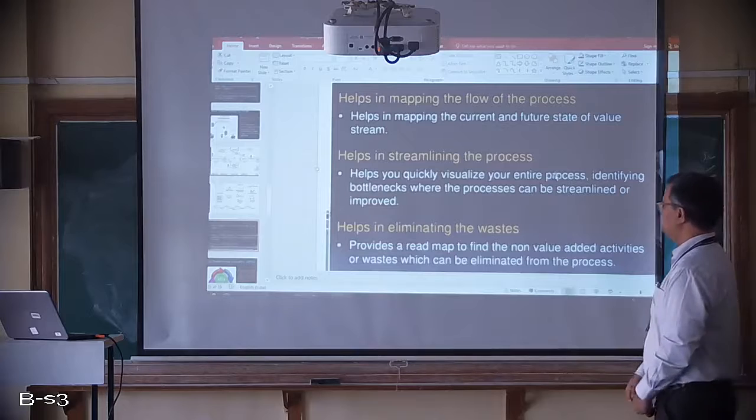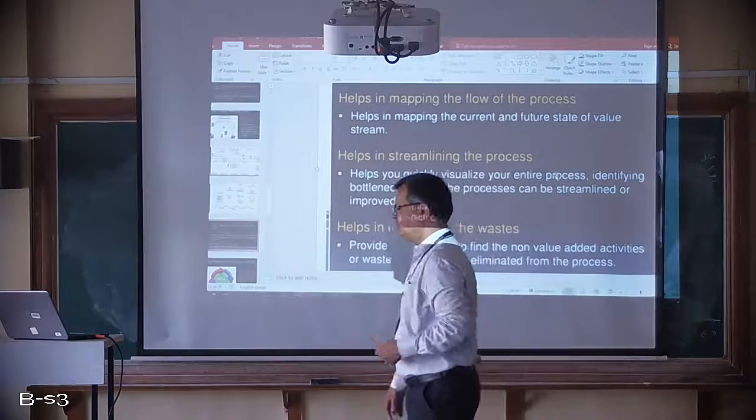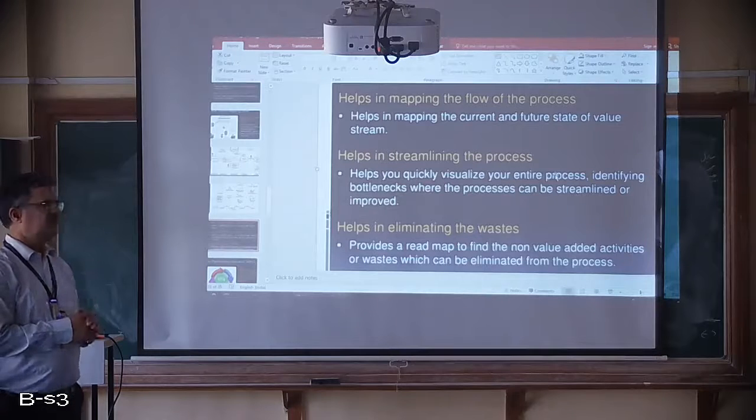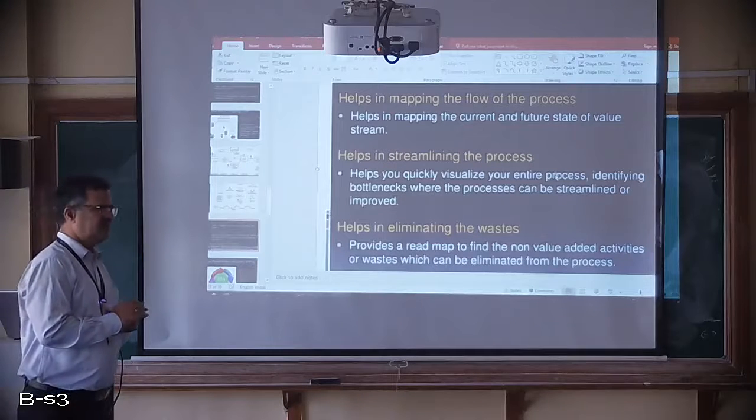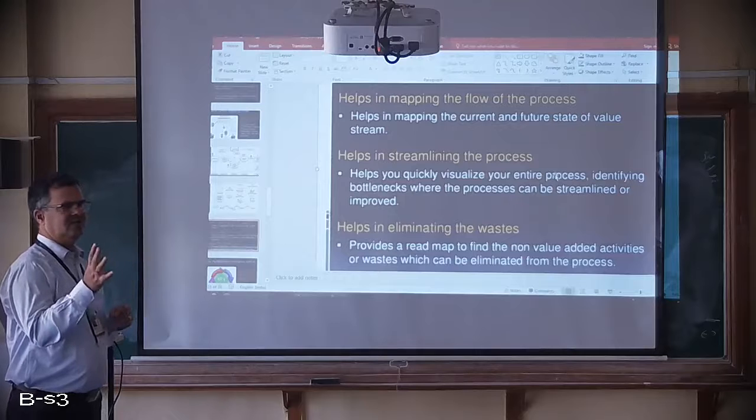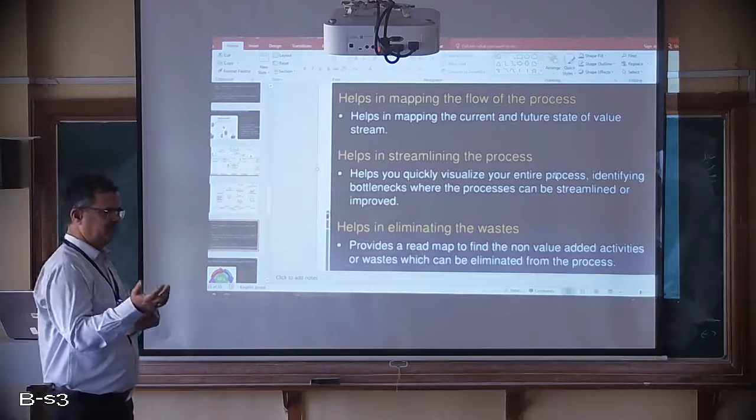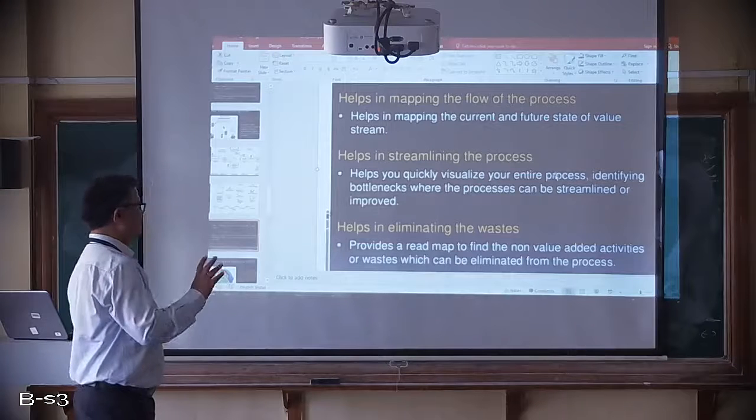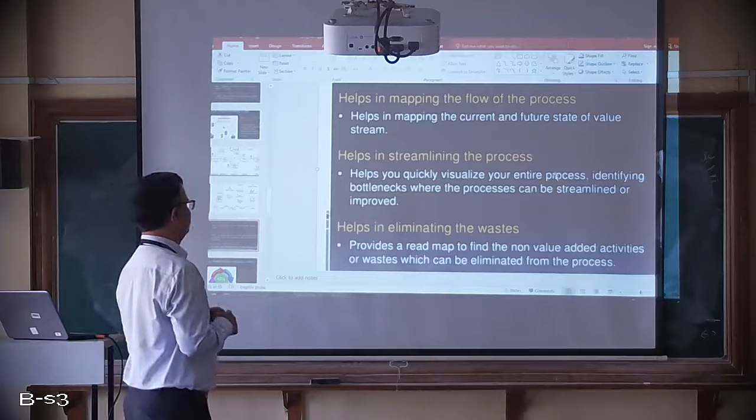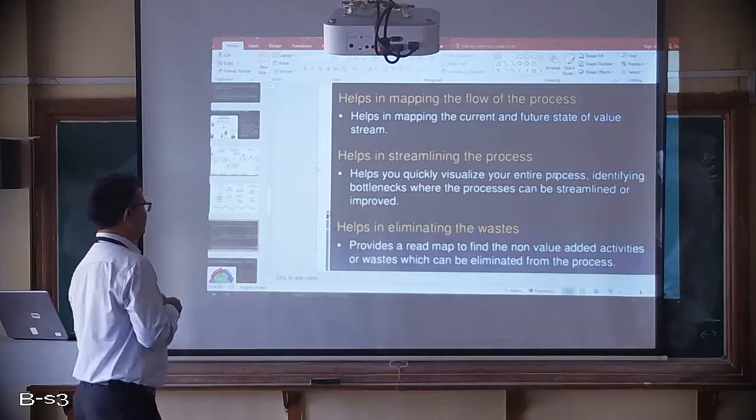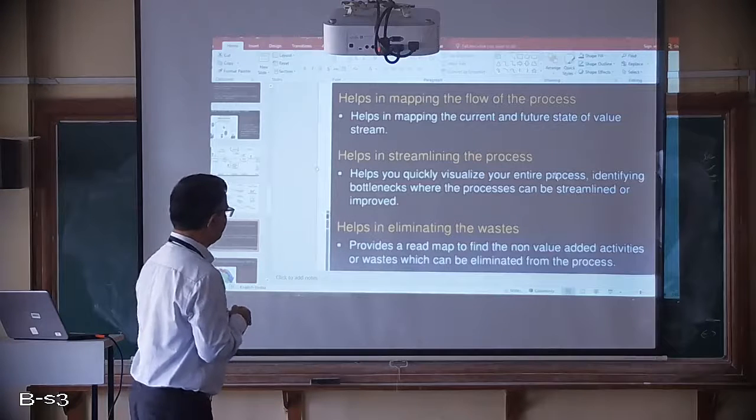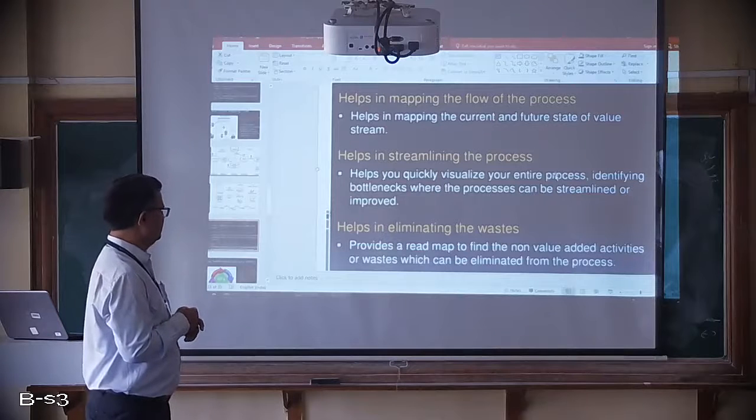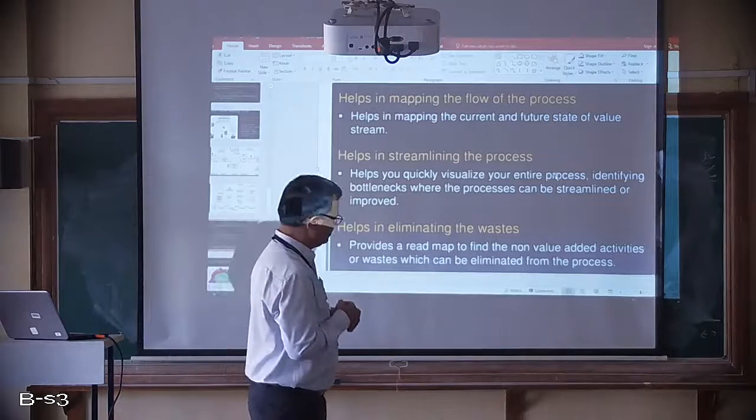And lastly, value stream mapping helps in identifying wastes. When you draw the FSM, the future state map, you should know what areas you can improve or where you come across waste. So you have to identify the non-value added, as I told you already. Value stream mapping helps in identifying and eliminating waste. It provides a roadmap to find the non-value added activities or waste which can be eliminated from the process.